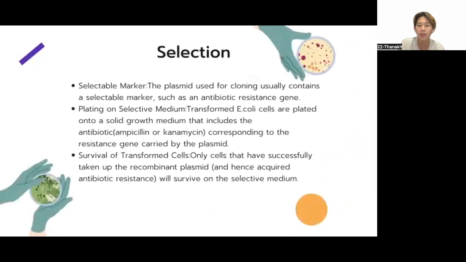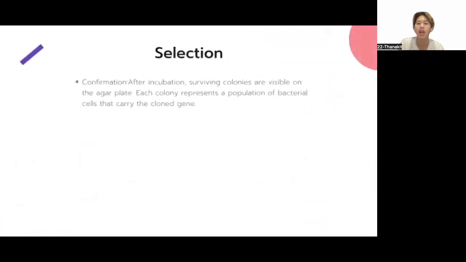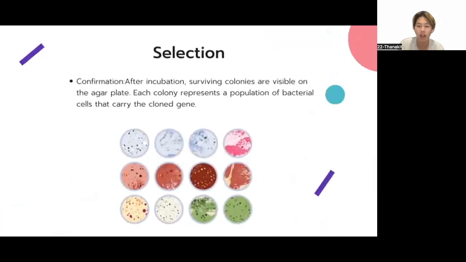In general, plasmid vectors also contain an antibiotic-resistance gene along with the HEV gene. So, to check for the transformation, we grow those cells on a plate coated with kanamycin antibiotic. Only surviving bacterial colonies are cells that successfully took up the recombinant plasmid and should contain the HEV virus-like particle gene. After incubation, surviving colonies are visible on the agar plate.